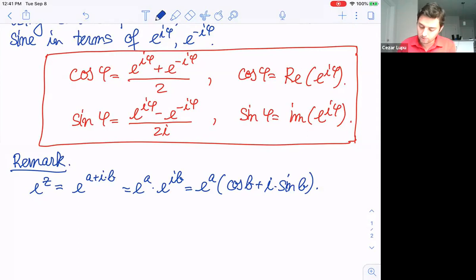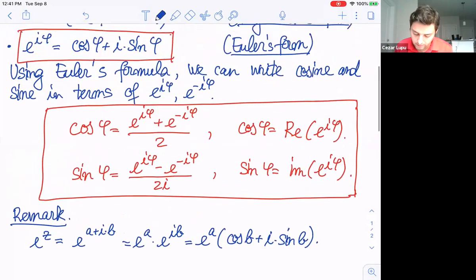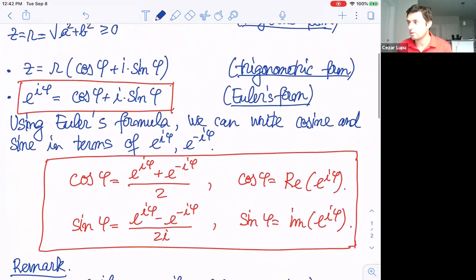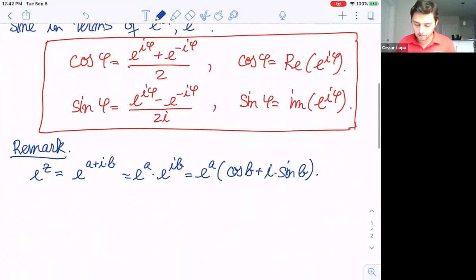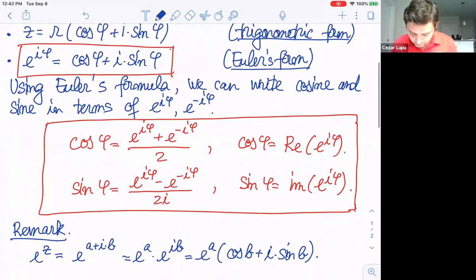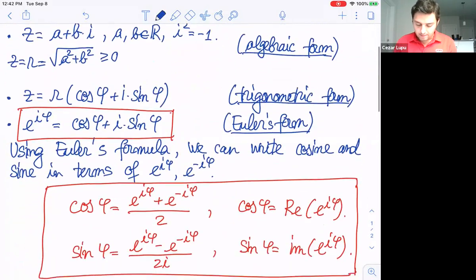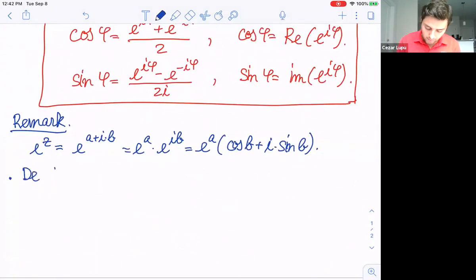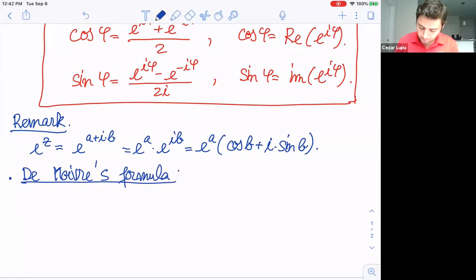Now, I would like to talk also about another thing, which I haven't mentioned, but I should have mentioned. A very important thing for the trigonometric form is what we call the Moivre formula, which basically says the following.